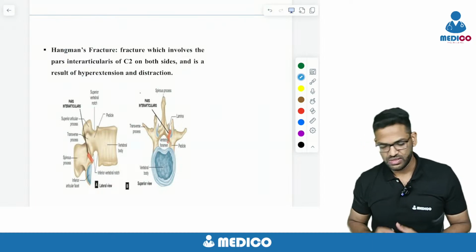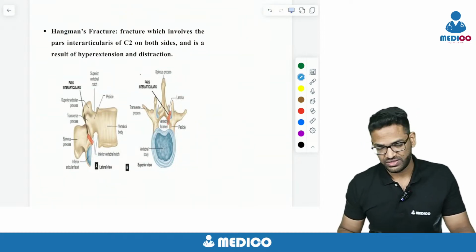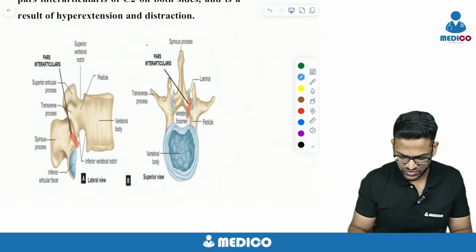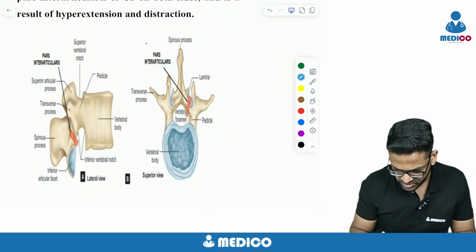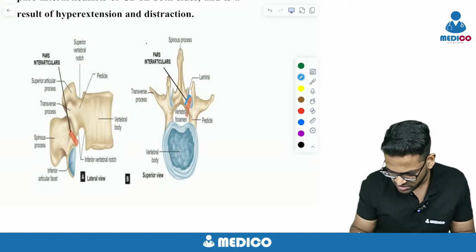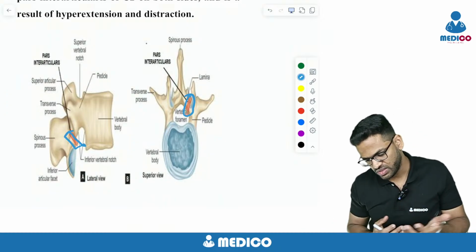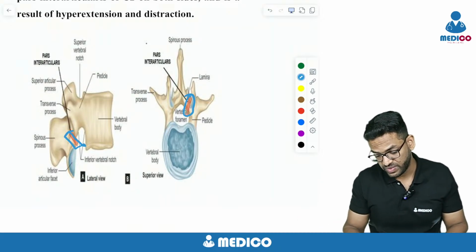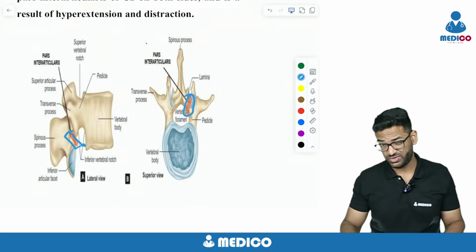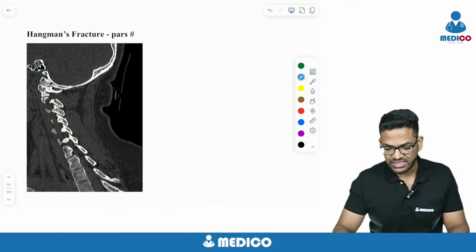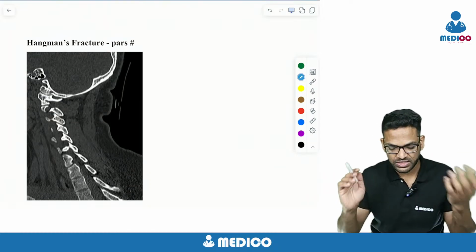Okay, so now come to hangman's fracture. Do not be confused with the whole image, just remember this. This is the pars interarticularis. Just remember this alone from this image. Of the vertebra, it's like one bridge between the pedicle anteriorly and the rest of the posterior spinous processes. So it's like a bridge. Hangman's fracture is a pars fracture. Remember, it's a pars fracture.